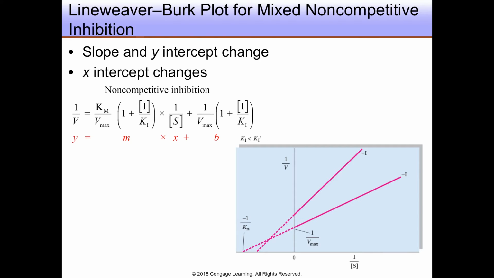The Lineweaver-Burk plot does look very similar to that of a true noncompetitive inhibitor. That is, both the slope and y-intercept have increased in the presence of the inhibitor. However, since the x-intercept is the negative inverse of Km, if the value of Km increases, then the x-intercept will become a smaller negative number, moving closer to the point of origin, just as we see here.